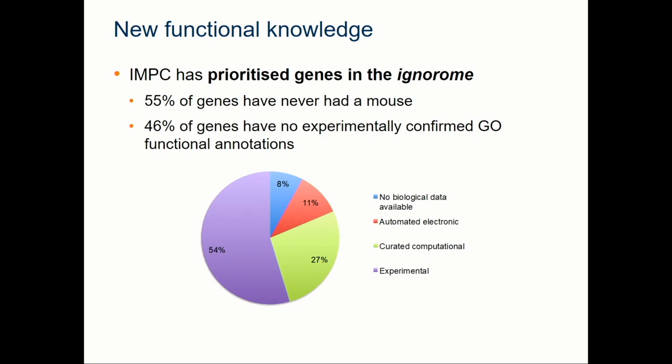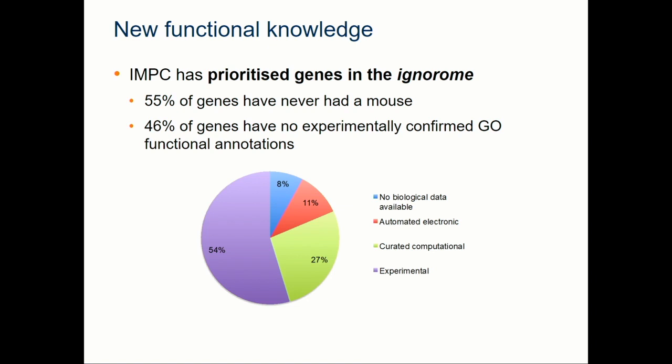I guess the biggest selling point of the IMPC is the new functional knowledge. So we've prioritized genes in the ignorome to date. We've characterized these as genes where there was little or no previous functional knowledge. So we're trying to shed light on these so they may become new drug targets. This is quite useful for the pharma industry.